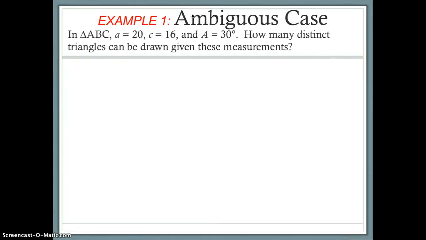Okay, so here's some examples. So in triangle ABC, a is going to be 20, and c is going to be 16, and then angle A is going to be 30. We're going to stick with that nice pretty 30. The question is, how many distinct triangles can be drawn given these measurements?